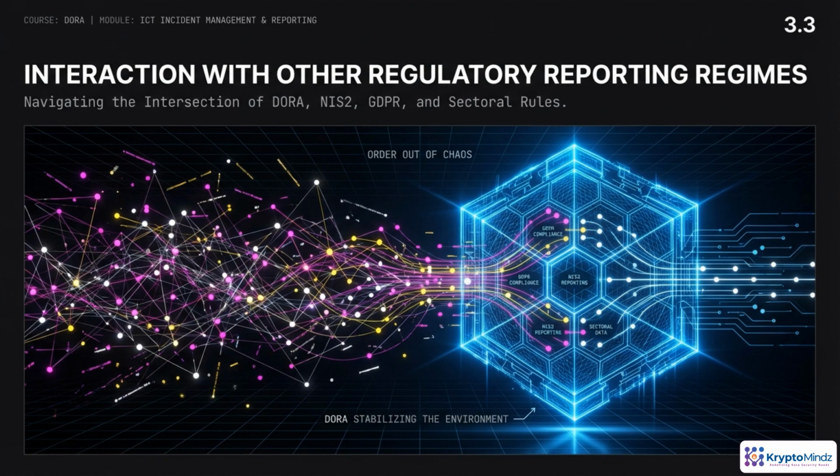When an incident hits, DORA is rarely the only law that matters. The same event may also trigger GDPR, NIS2, or sector-specific reporting. In this module, we'll look at how to untangle those overlapping rules and design one coordinated, efficient reporting workflow.